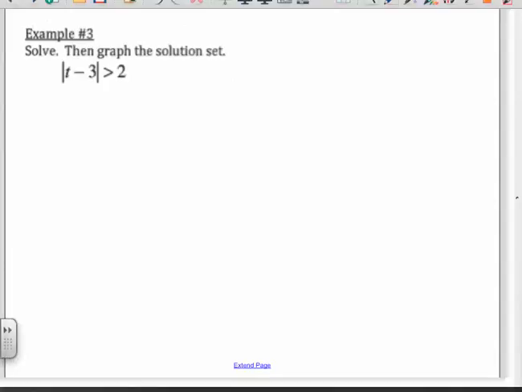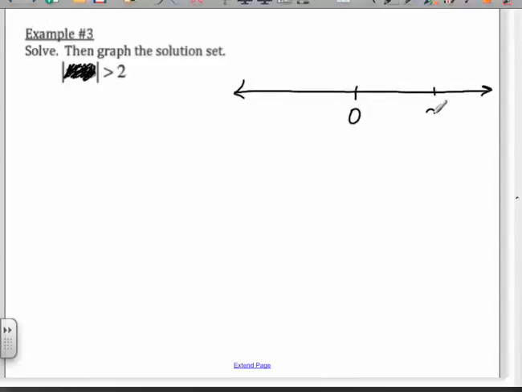I know that whatever this stuff is, I'm going to just scratch it out. I don't care what it is right now. Whatever it is, its distance from 0 has to be more than 2. Okay. Well, let's look at the graph. Here's 0. Here's 2. I can't include 2. It's got to be more than 2. So I'm going to shade on that side.